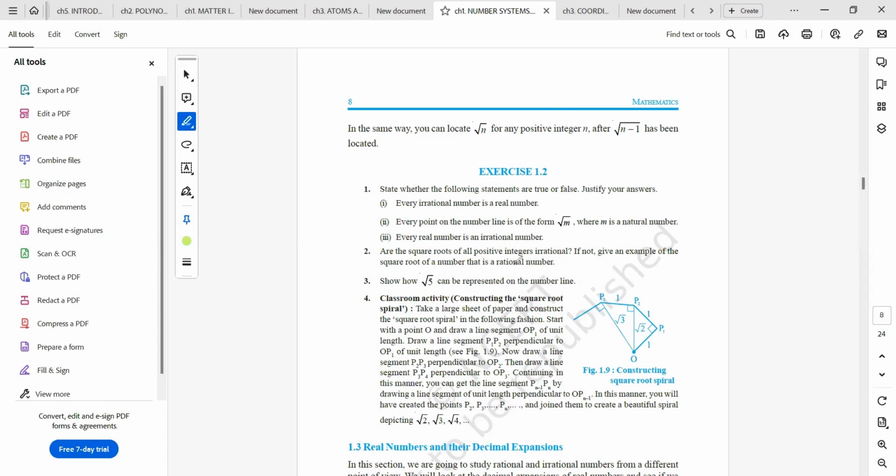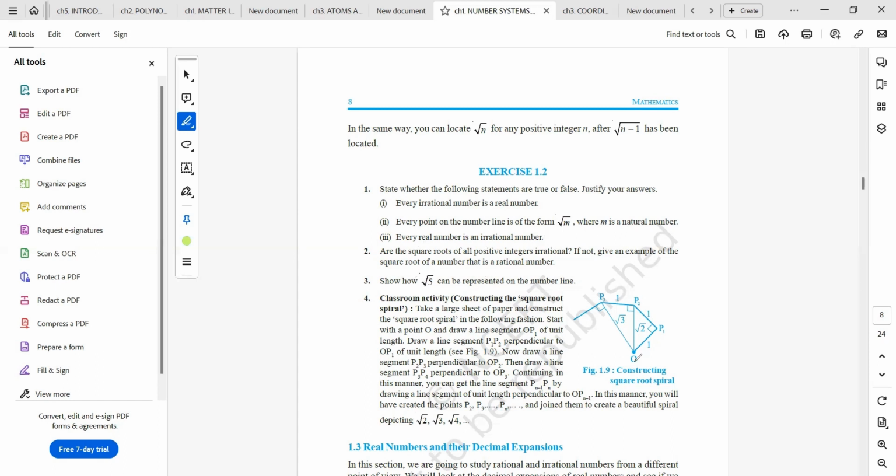So are square roots of all positive integers irrational? No. The square roots of all positive integers are not all irrational. They may be rational also. We can give a lot of examples, right? Like root of 1, root of 4, root of 9. All these are examples where the square root is a rational number, not an irrational number. Now, show how you can represent root 5.